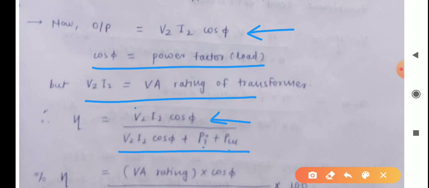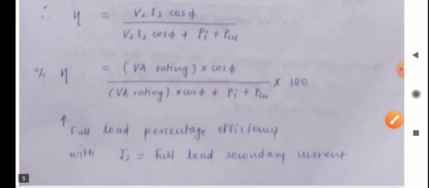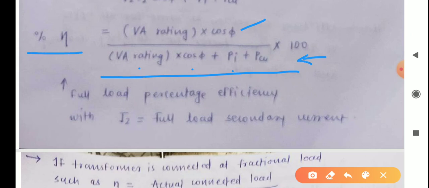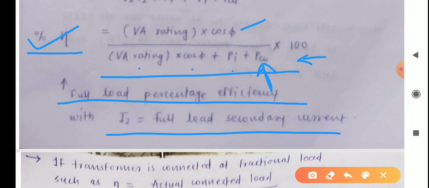Now let's replace this V2 I2 by the VA rating of the transformer. So our formula for percentage efficiency will be simply the VA rating of the transformer multiplied by power factor, divided by VA rating multiplied by power factor plus iron loss plus copper loss, whole multiplied by 100, because we need to calculate the efficiency in percentage. Now keep one thing in mind, this expression is only true for efficiency at full load, because we already mentioned the copper loss here is a full load copper loss and the current is the full load secondary current.